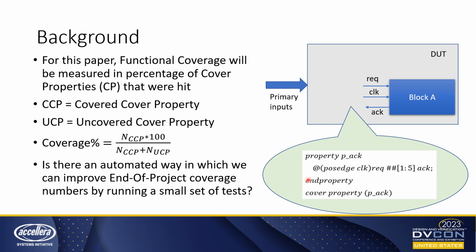If that cover property was hit, we will call it CCP, or covered cover property. If it was unhit, we will call it UCP, or uncovered cover property. The overall coverage number is nothing but the total number of covered cover properties as a fraction of the entire set of cover properties that were coded up. The question we want to ask in this paper is: at the end of the project, if there are a certain number of uncovered cover properties, can we automatically hit or cover at least a fraction of those?